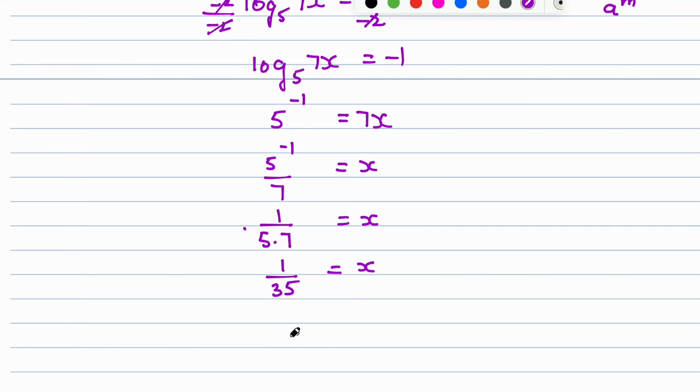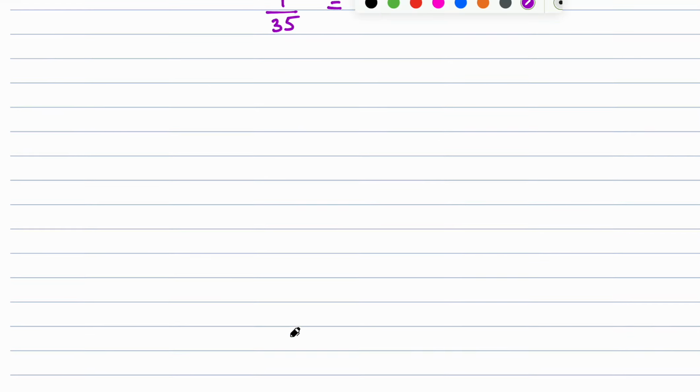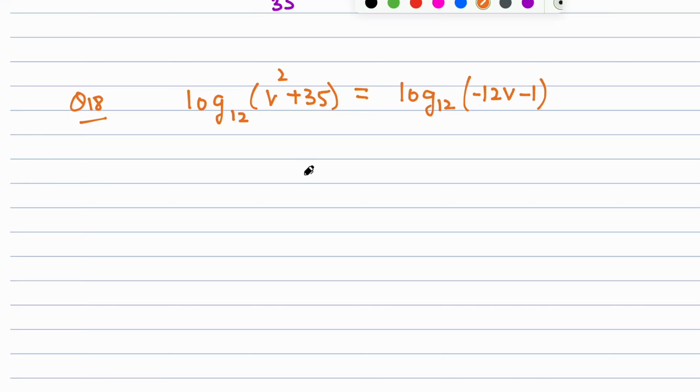It works with squares too. Like, let's do one more question. Question number 18. Now let's put some base. Log base 12 of (v squared plus 35) is equal to log base 12 of (minus 12v minus 1). Now both are base 12. So v squared plus 35 is equal to minus 12v minus 1.